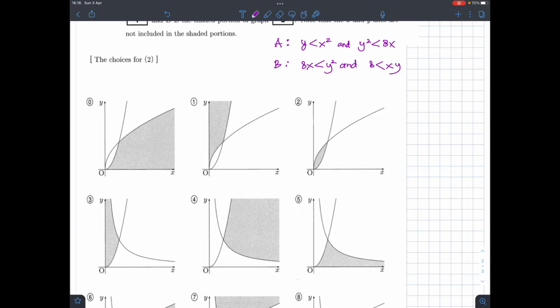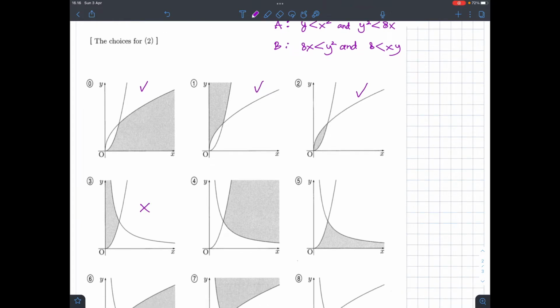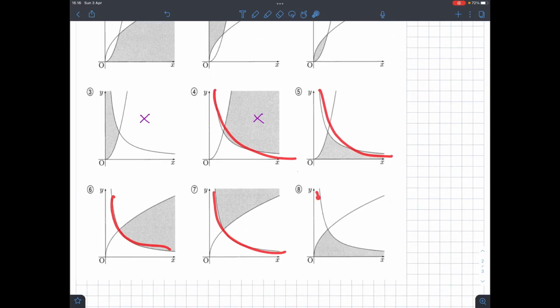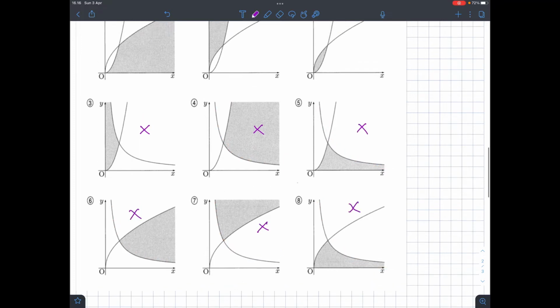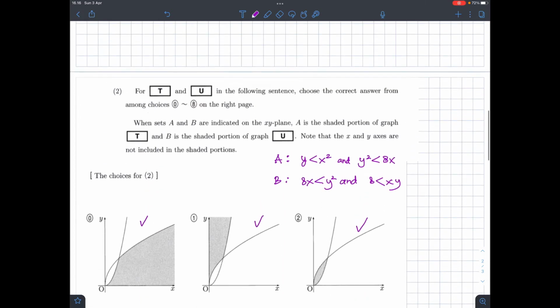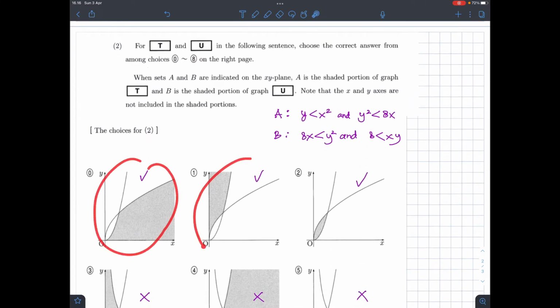This is possible because the shape is like this and like this. This is also possible. This is not possible because the shape is like this, not like this. This is also not possible because the shape is here. These are all not possible for A. So we only have three options here. This one, or this one.